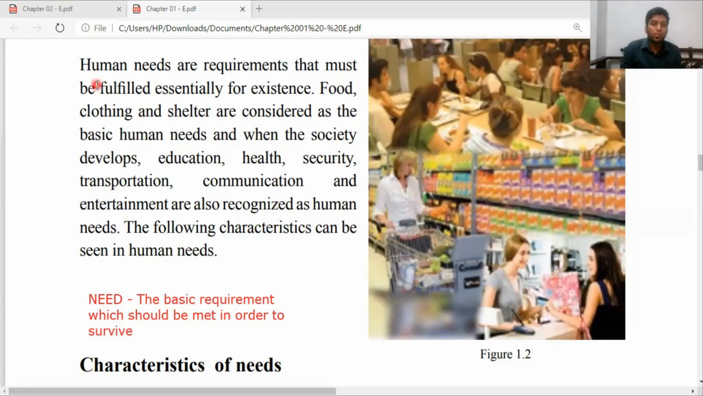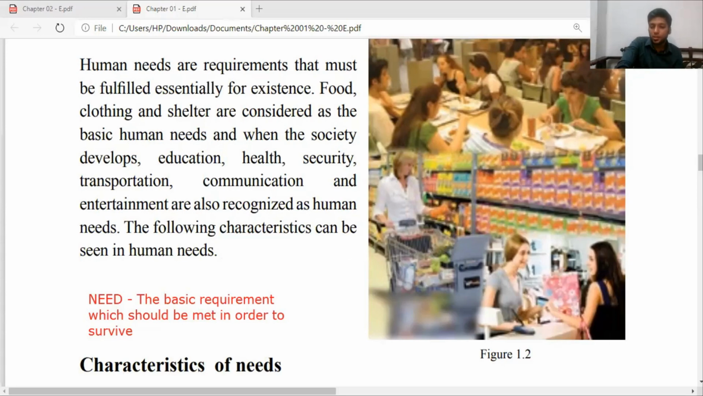Human needs are requirements that must be fulfilled essentially for existence. Food, clothing, and shelter are considered as basic human needs, and when the society develops, education, health, security, transportation, communication, and entertainment are also recognized as human needs. The following characteristics can be seen in human needs. What they're trying to say is that human needs are about satisfying the basic requirements for people, like food, clothing, shelter. If you do not have them, you can't work in that environment. If this is not satisfied, you can't really survive.